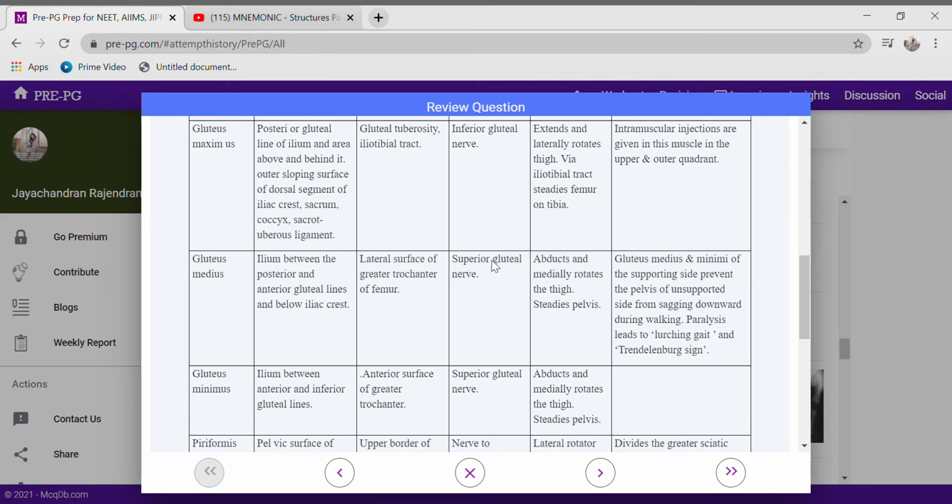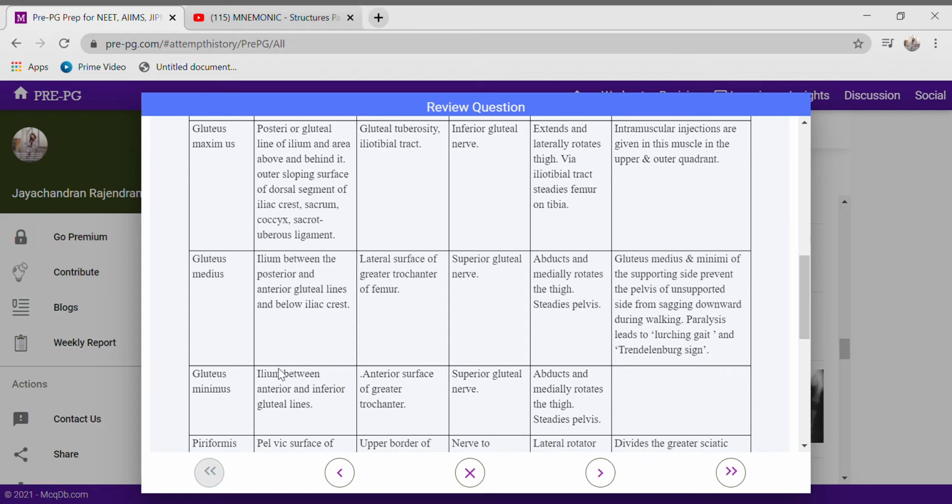The nerve supply is the superior gluteal nerve, and the medius is abducting and medially rotating the thigh, an abductor and medial rotator, whereas the maximus is the lateral rotator. The gluteus medius and minimus support the pelvis on the supported side and prevent the pelvis from dropping on the unsupported side, and paralysis of this leads to the lurching gait and Trendelenburg sign.